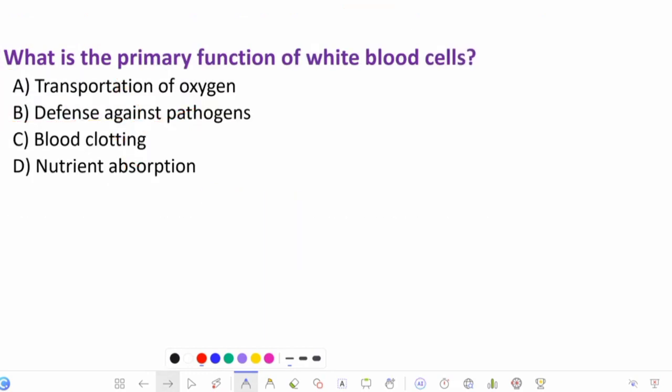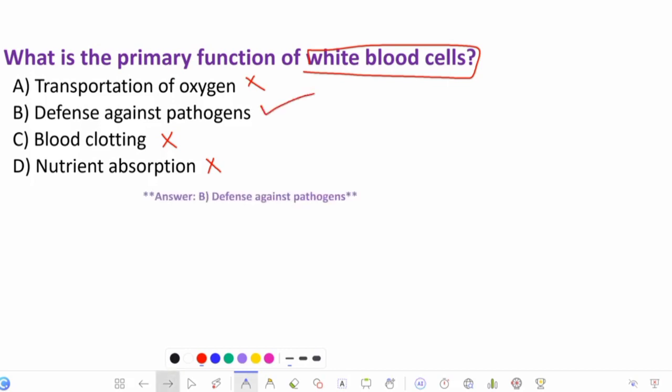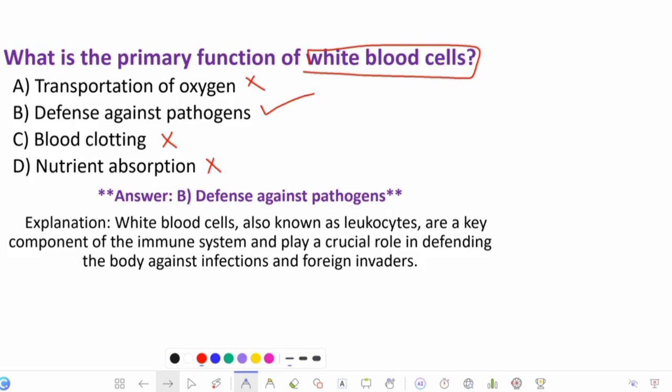What is the primary function of white blood cells? White blood cells are cells of the blood. Transportation of oxygen, not at all, it is a function of RBCs. Blood clotting is a function of platelets. Nutrient absorption is not a function of white blood cells. The correct option is defense against pathogens, defense against different diseases and infections.